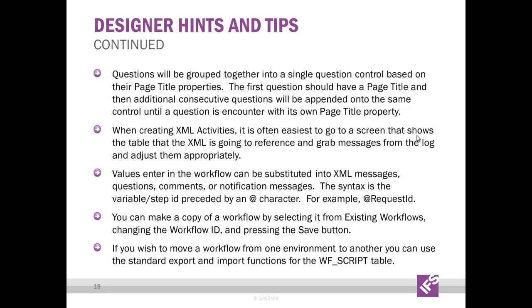Question controls are grouped together as long as the page information for those question controls doesn't change. So if you've got a series of 5 questions and you want to have a page title for the first one, and as long as you don't set a page title for any of those other questions, it'll keep appending them to the same question control. You'll see them come in one at a time as they're being processed, but then you can look back and see the old ones.